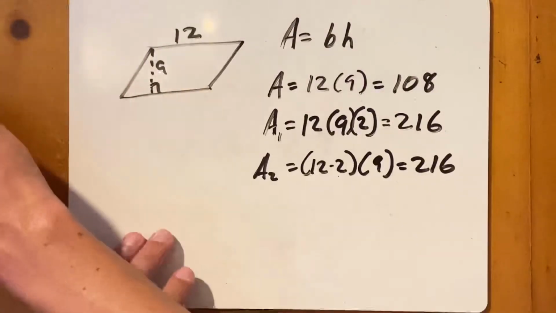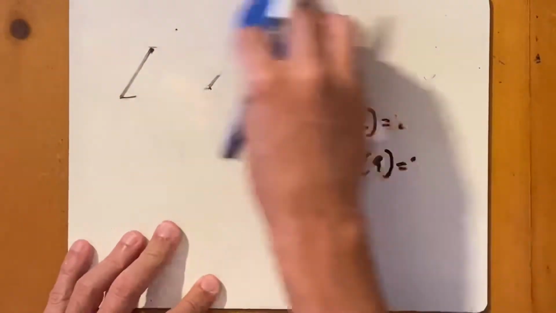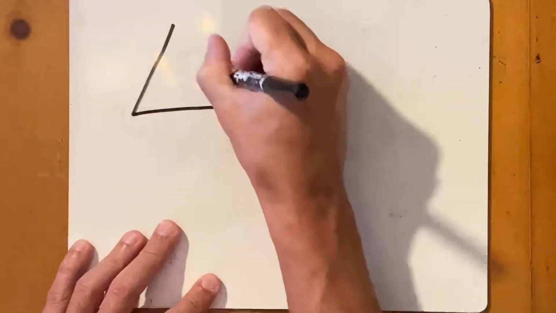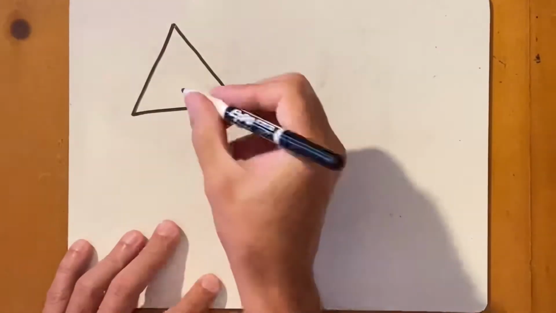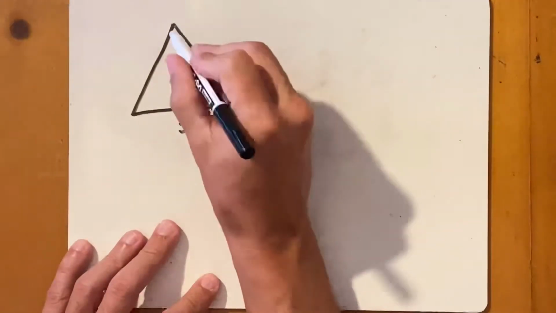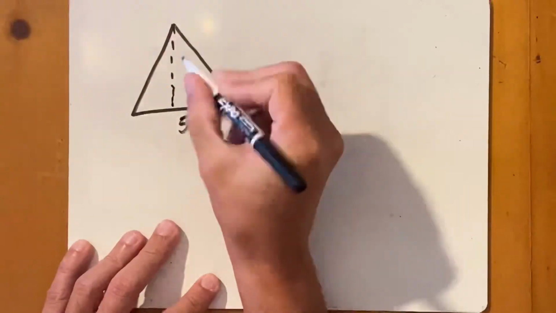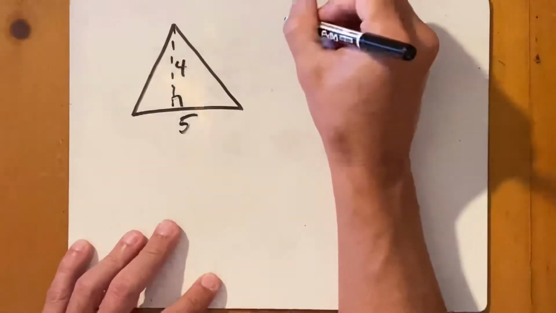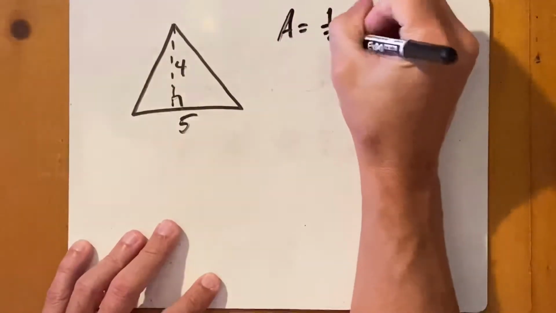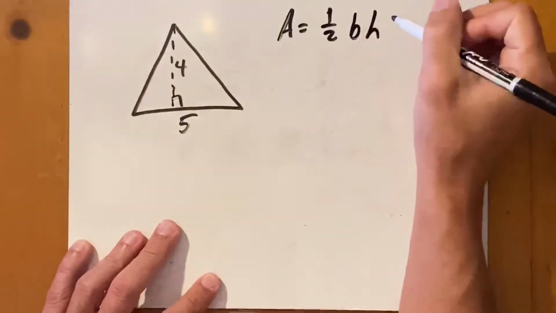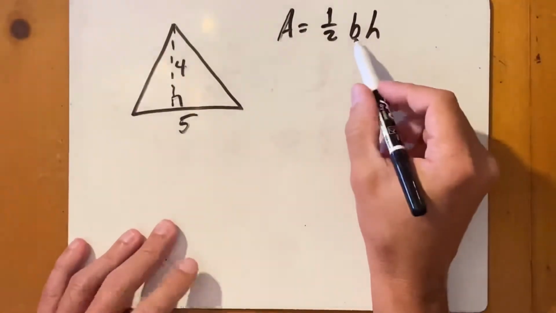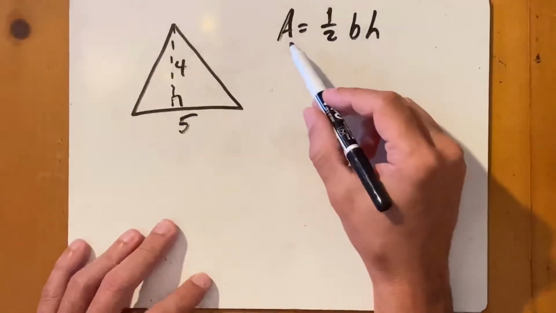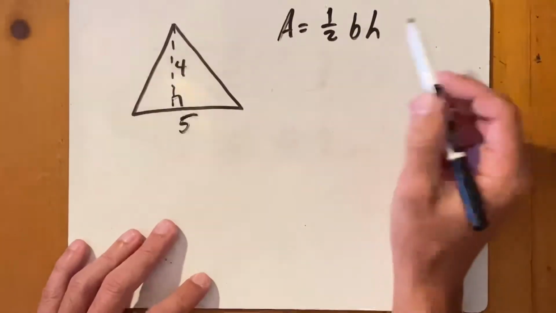Let's take a look at another example, a triangle. If I've got a triangle with a base of 5 and a height of 4, the area of a triangle is 1/2 base times height. Once again, if I multiply either of these dimensions by a scale factor, it's the same thing as multiplying the area by that same scale factor.